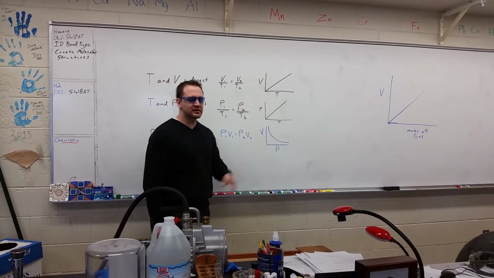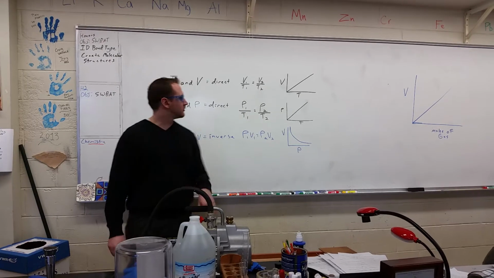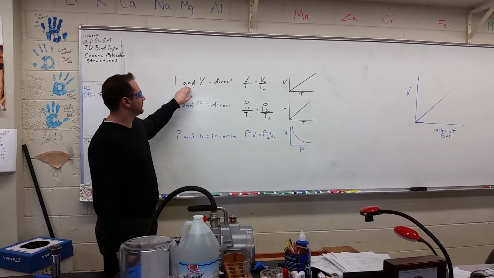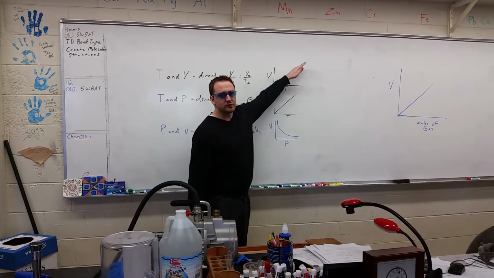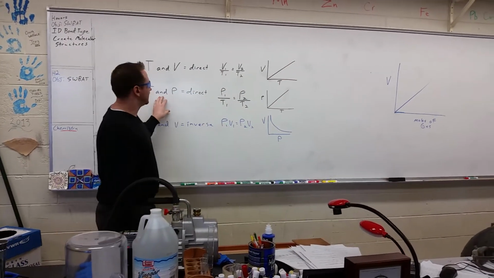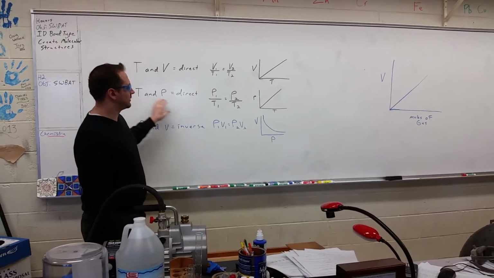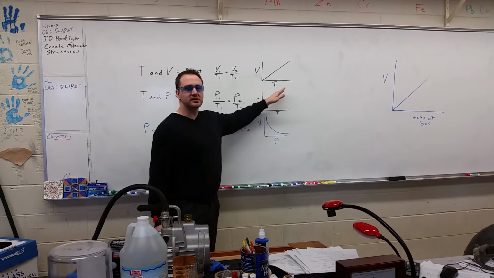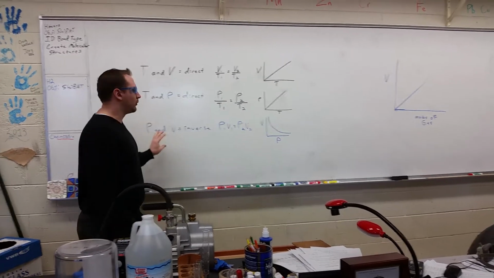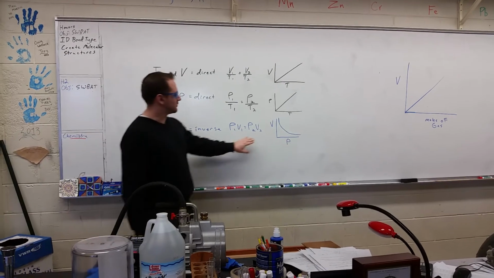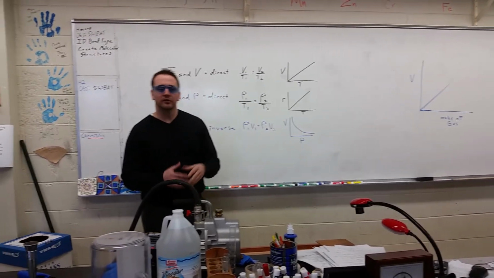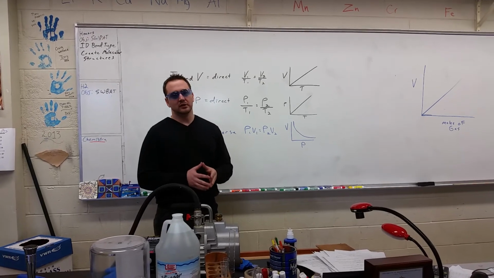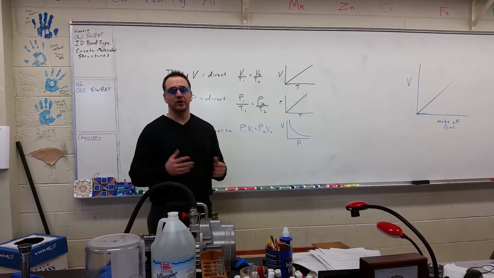And I want you to notice the difference between the graphs of these. So Charles' law, which represents volume and temperature's direct relationship, shows that as you increase the temperature, the volume goes up. Gay-Lussac's law shows a direct relationship between temperature and pressure. As you increase the temperature, the pressure goes up. And Boyle's law represents the relationship between pressure and volume and shows that as you increase the pressure, the volume goes down, and if you decrease the pressure, the volume goes up.